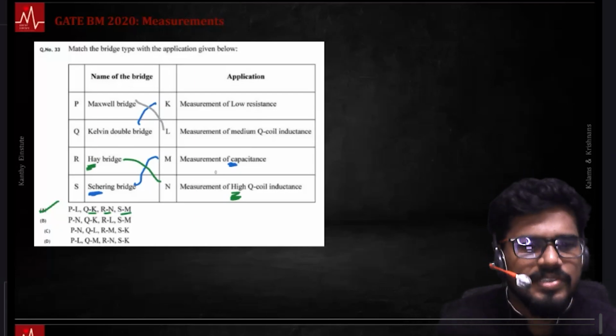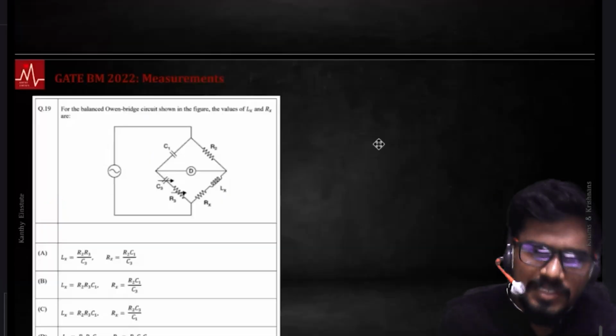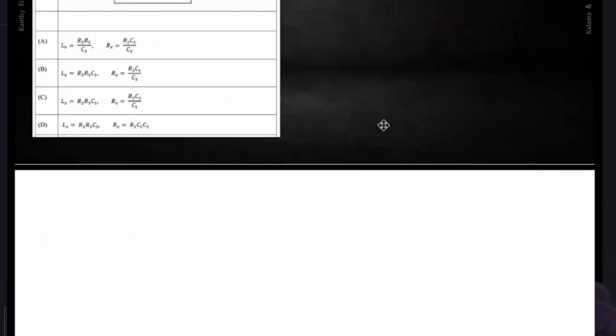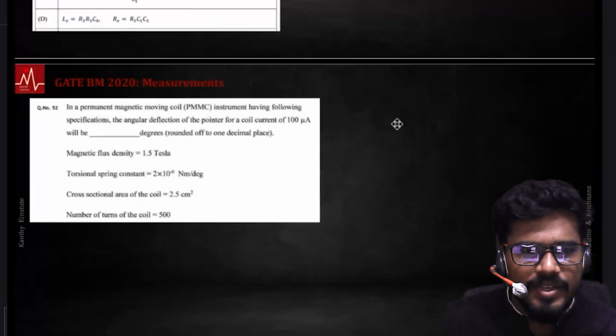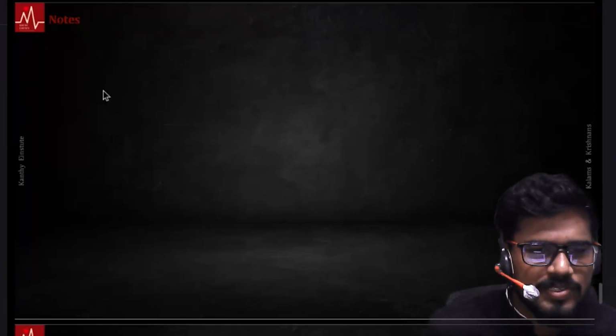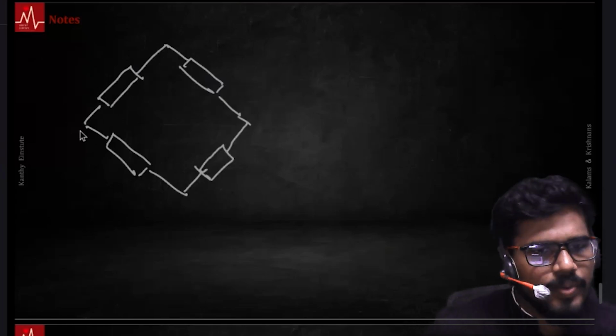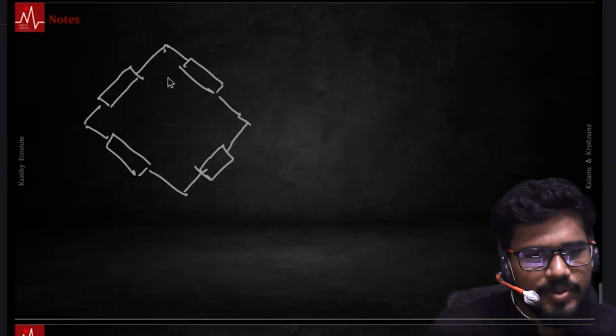There is typically a recall based question on which bridge is used to measure which. And almost every year there is a question from AC bridges. What you need to know is this: we put up a lot of videos on impedances, right? If you know impedances, you can handle AC bridges. So typically, let's say you take the output here.